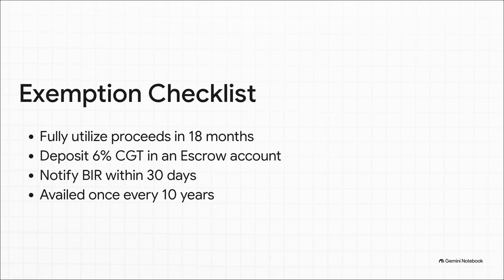First, you've got to fully utilize the proceeds to acquire or build a new home within 18 months. Second, you can't just promise to do it. You literally have to deposit the presumed 6% CGT in a bank escrow account right away. Third, you must notify the BIR with a sworn declaration within 30 days of the sale. And finally, you can only pull this trick once every 10 years.